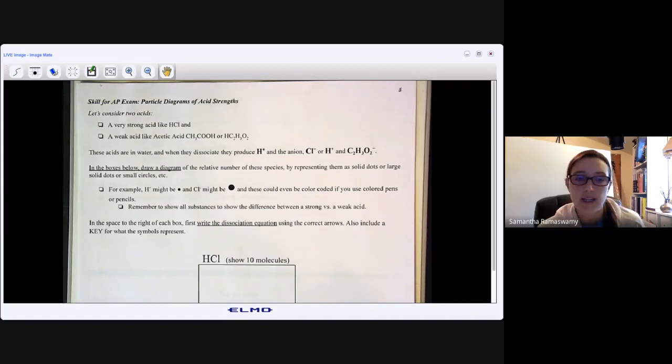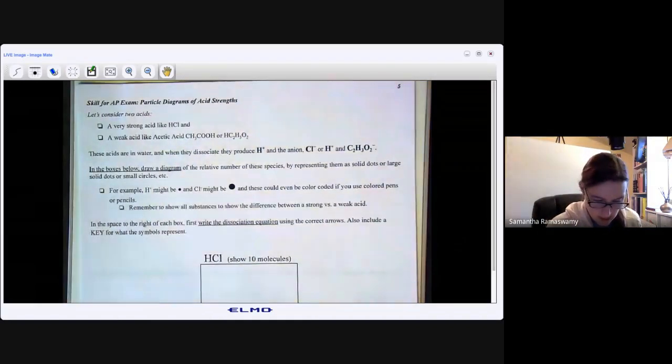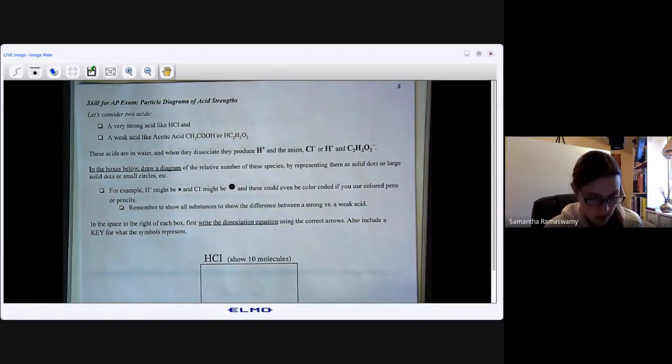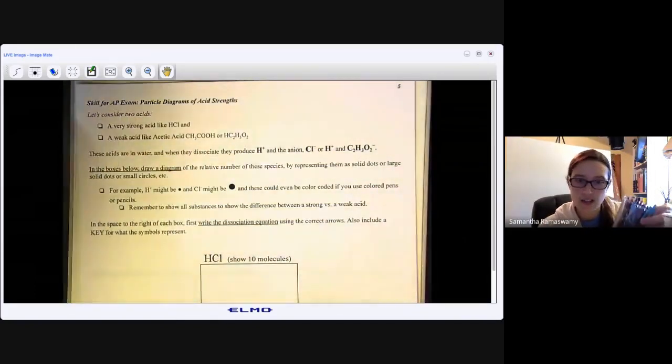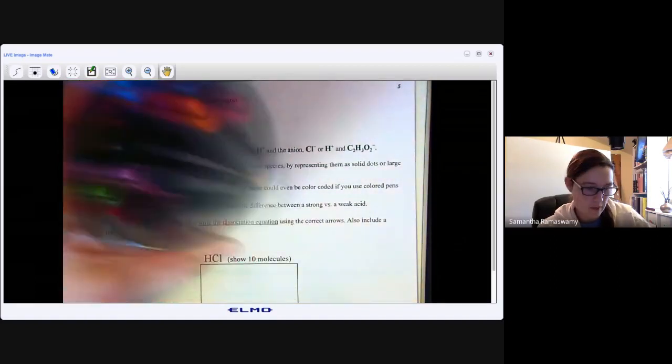So this is a practice question. In the boxes below, draw a diagram of the relative number of these species by representing them as dots. You can just use H plus as a small dot, Cl minus as a big dot. You can color code them if you want. I have different colored pens here, so I'm going to use these to help draw the particle diagrams.